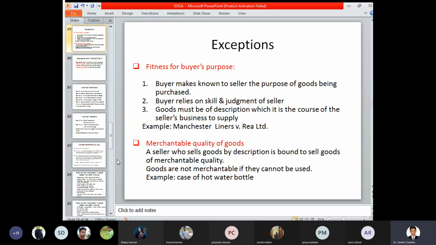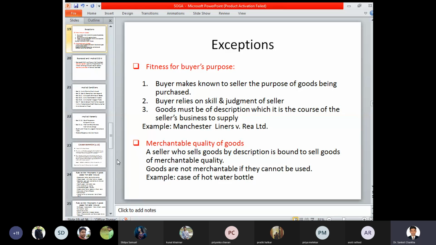Now, merchantable quality of goods. Merchantable quality of goods specifically means what type of goods are available based on the description. Now, you went to a particular store, and you want to purchase wheat or, for example, rice. Then, whenever you go to a particular store to purchase rice, what happens? There are various description counters.